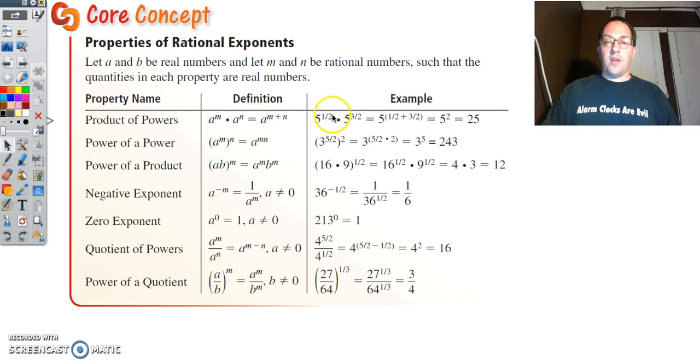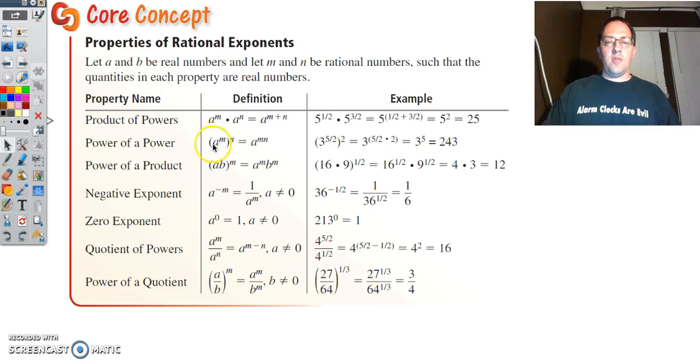All right? So 5 to the 1/2 times 5 to the 3/2. Well, they both have a base of 5. 1/2 plus 3/2. That's what we'll do there. And so 1/2 plus 3/2 is 2. So we have 5 squared, 25.